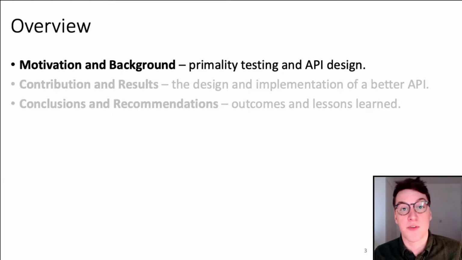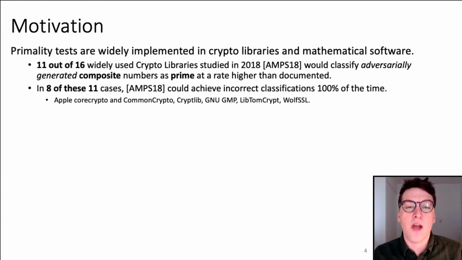Okay, so let's start with some motivation and background. So why are we looking at primality testing? Well, primality tests are widely implemented across cryptographic libraries and mathematical software. Work by Albrecht et al. in 2018 performed a study of the implementation landscape of these libraries and found that 11 out of 16 would classify composite numbers as prime with a rate higher than documented.